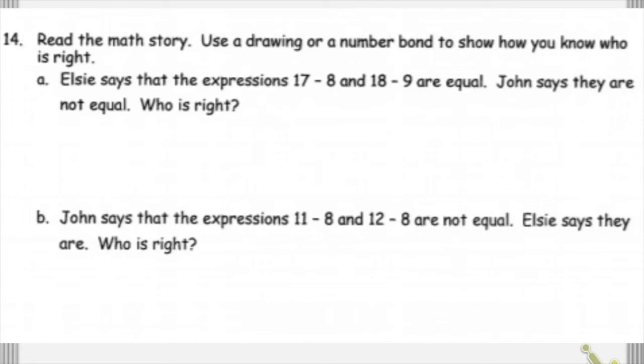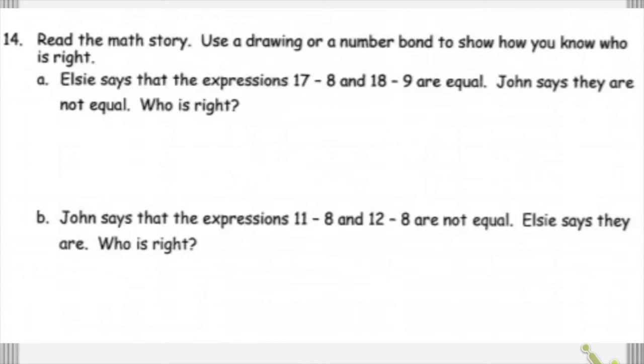All right, boys and girls, on this side, they're giving us some information. They're giving us kind of like a math story. And it says use a drawing or a number bond to show how you know who is right. So the first one, number 14, letter A, says, Elise says that the expressions 17 minus 8 and 18 minus 9 are equal. John says they are not equal. Who is right? So the only way we can figure this out is to solve both problems.